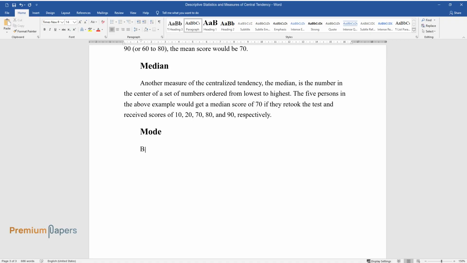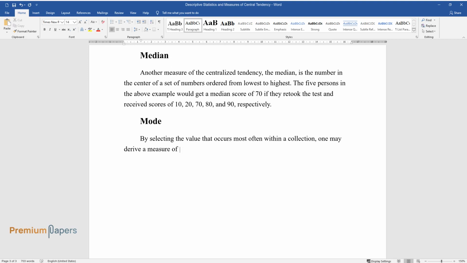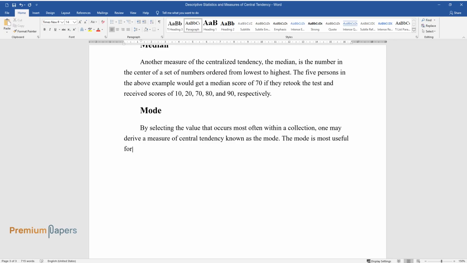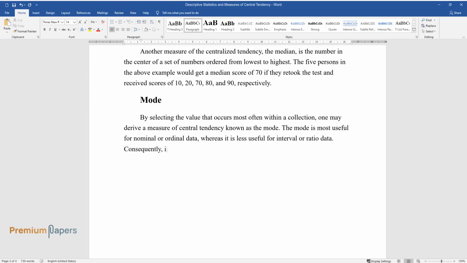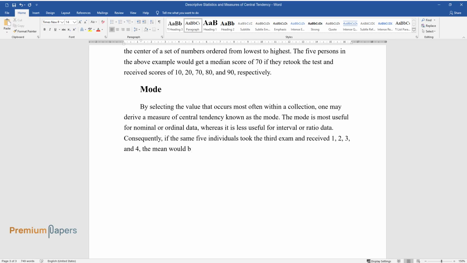Mode. By selecting the value that occurs most often within a collection, one may derive a measure of central tendency known as the mode. The mode is most useful for nominal or ordinal data, whereas it is less useful for interval or ratio data. Consequently, if the same 5 individuals took the third exam and received 1, 2, 3, 4, and 4, the mode would be 4.